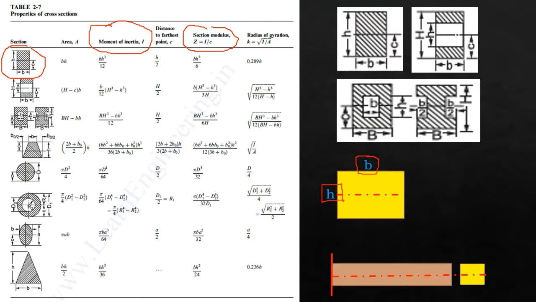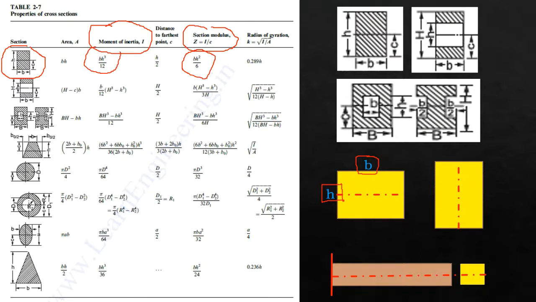So in this formula, BH square by 6, it is clearly said that the parallel dimension multiplied by the perpendicular dimension square by 6. Similarly, the similar terms will be used while calculating moment of inertia. So even if the cross section has changed, as in this case, since the dimension B is parallel, and the perpendicular dimension is always considered as H, the parallel dimension is always considered as B.